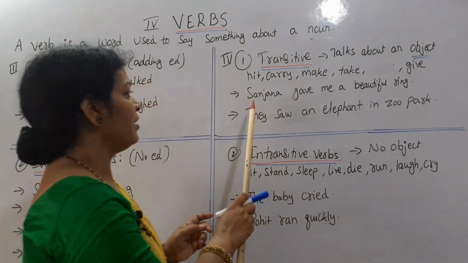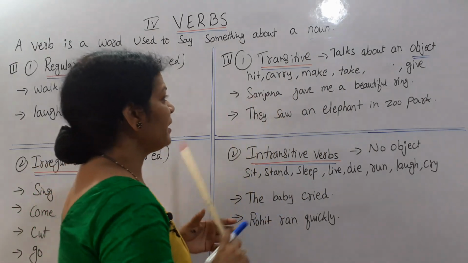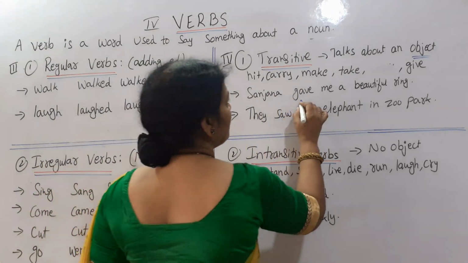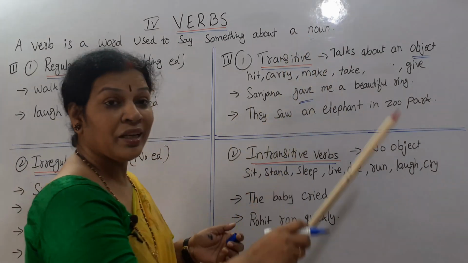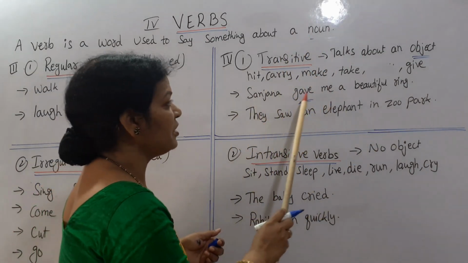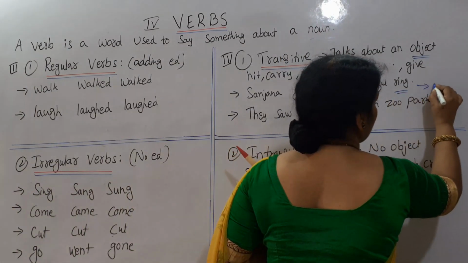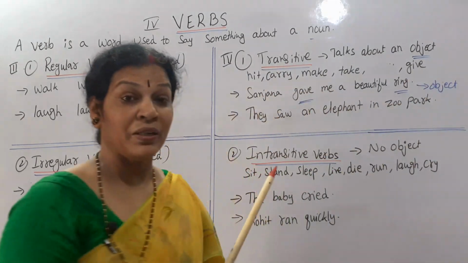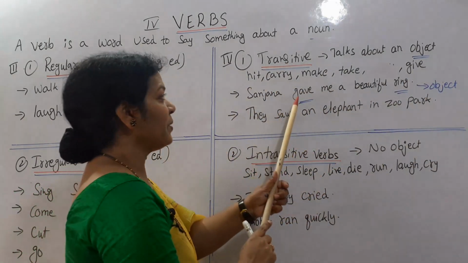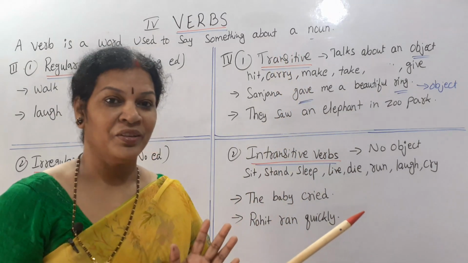For example, Sanjana gave me a beautiful ring. So here gave is a transitive verb, which is talking about an object. What is the object here? Sanjana gave me a beautiful ring. Ring is the object here. When an object is there as well as you are finding a verb, then that is a transitive verb.